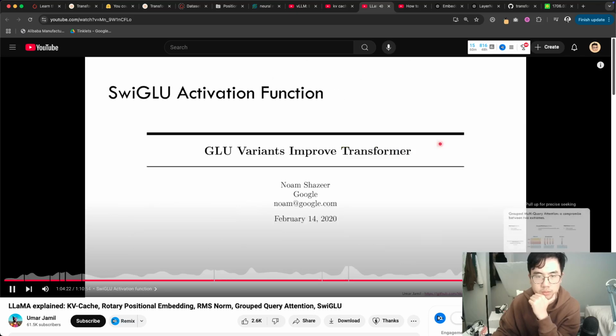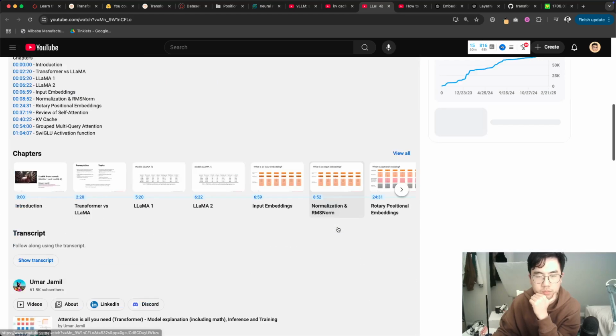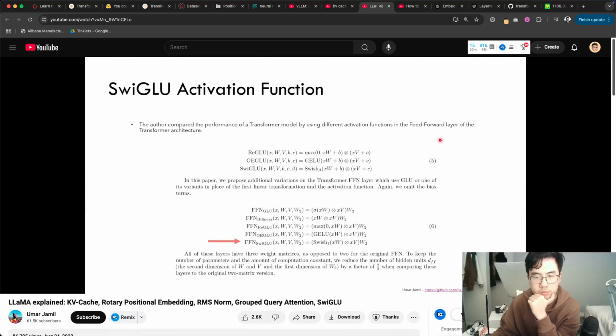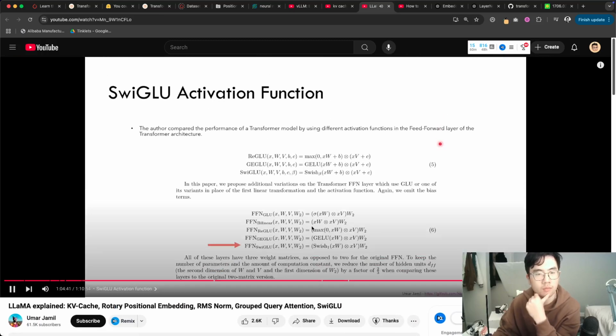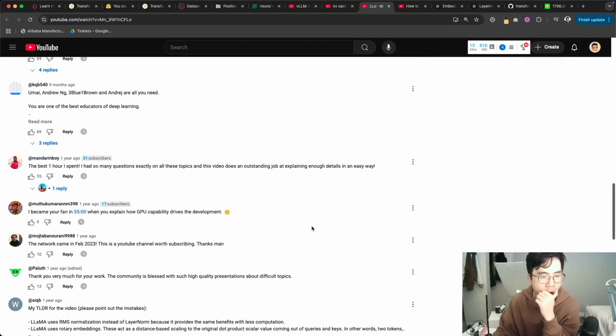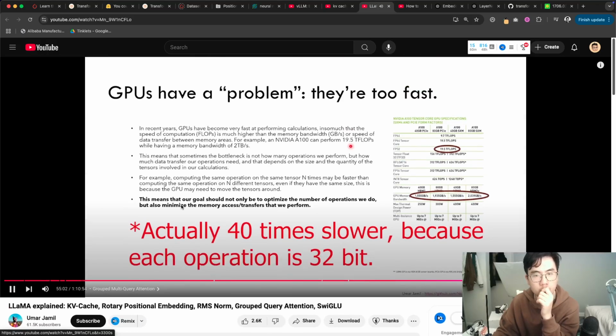So the SwiGLU function was analyzed in this famous paper from Noam Shazeer, who is also one of the authors of the attention model, and also one of the authors of the multi-query attention that we saw before. So let's have a look at this paper. The author compared the performance of the transformer model by using different activation functions in the feed-forward layer of the transformer architecture. And the one we are interested in is this SwiGLU here.